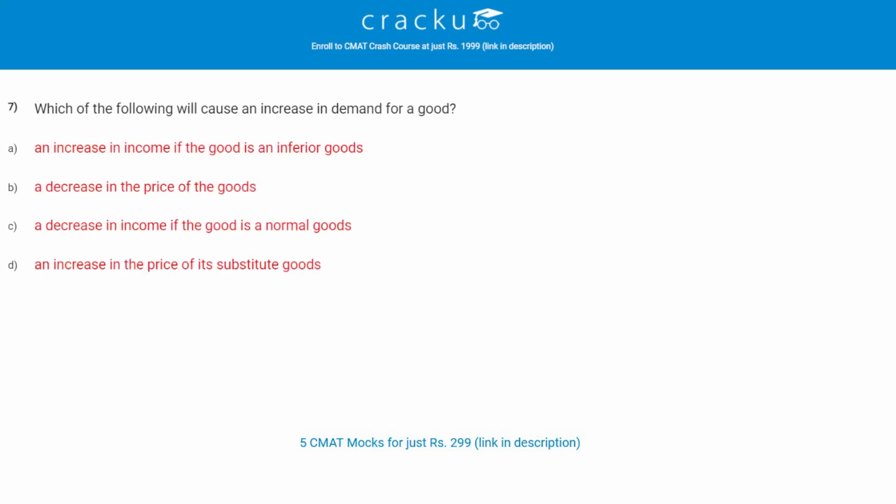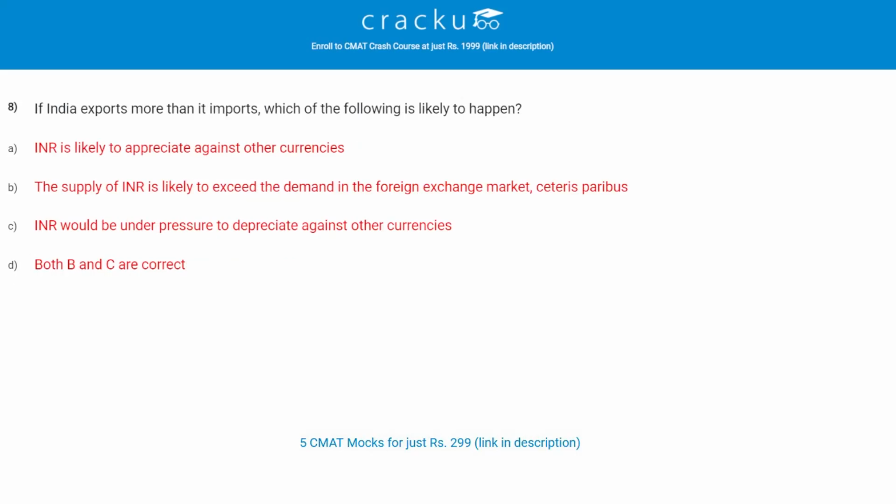Let's check the another question. Which of the following will cause an increase in demand for a good? The correct answer is D. Increasing the price of a substitute good will increase the demand for a good, while a decrease in the price of the good causes an increase in quantity demanded, not an increase in demand.